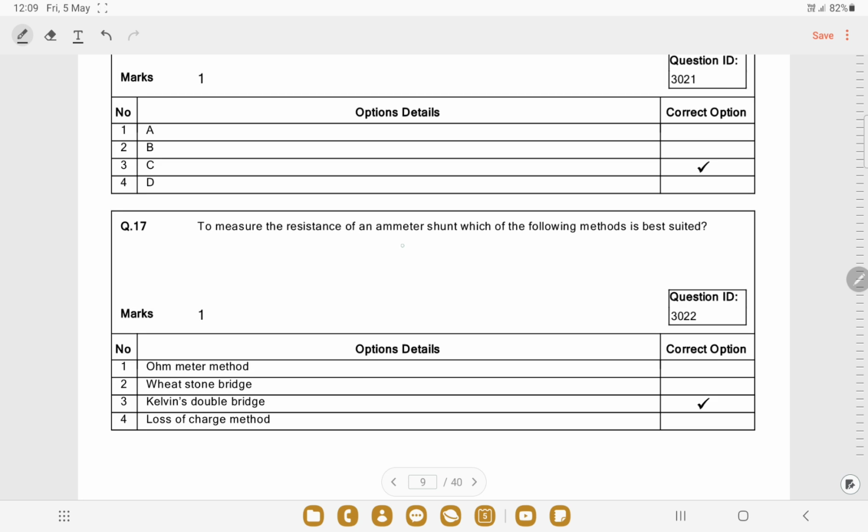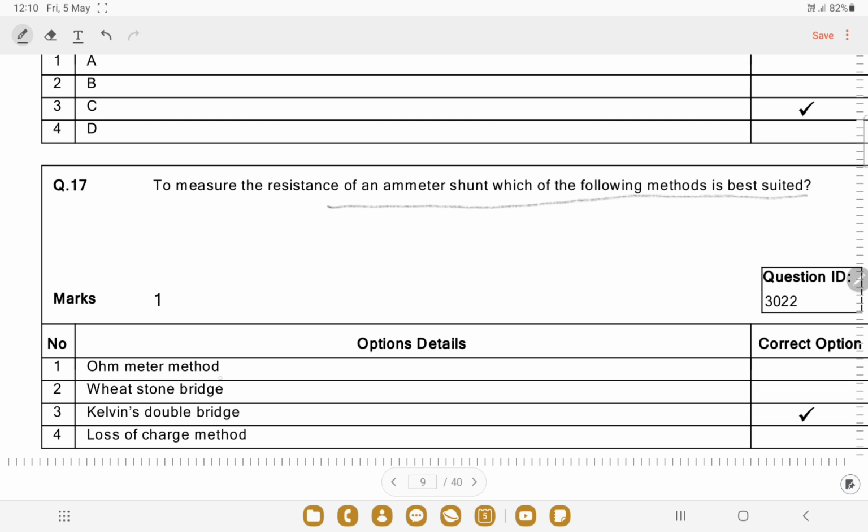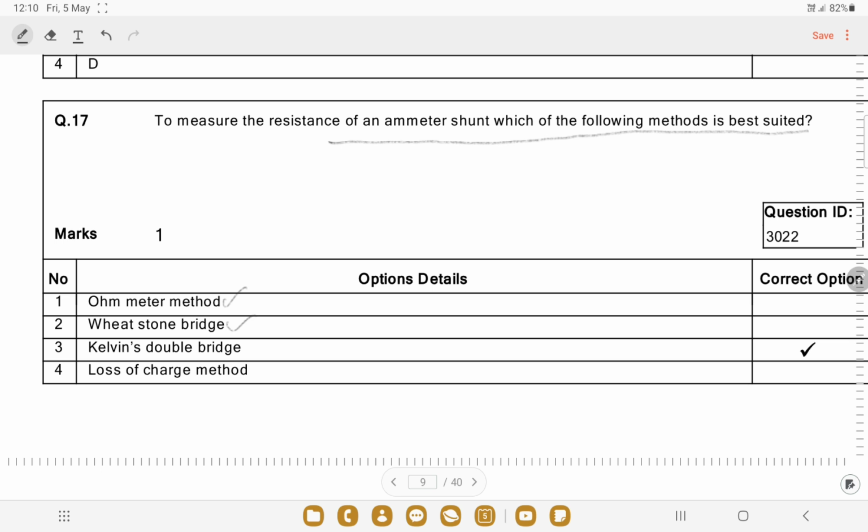Next, to measure the resistance of an ammeter shunt, which of the following methods is best suited? So an ammeter shunt will have low resistance. Now from the options we can see here, ohmmeter method is for medium resistance. Wheatstone bridge, again medium resistance. Kelvin's double bridge, yes, it is for low values of resistance. And loss of charge method is used for high values of resistance. So our correct option will be option 3, that is the Kelvin's double bridge. This is used for the resistance of an ammeter shunt.